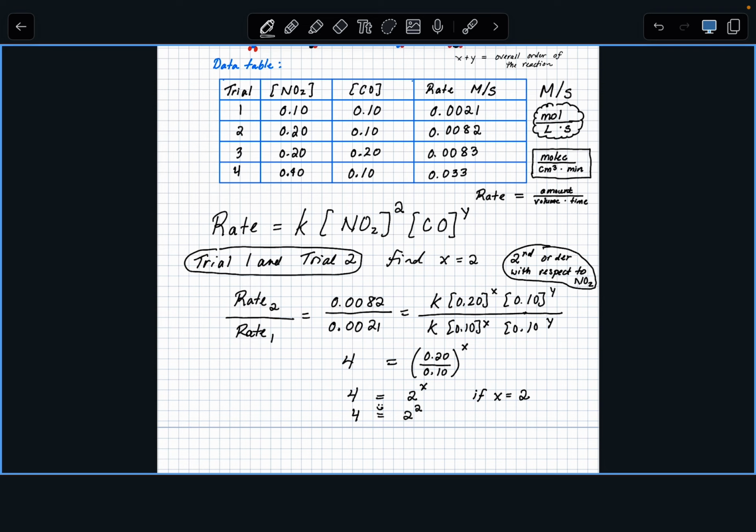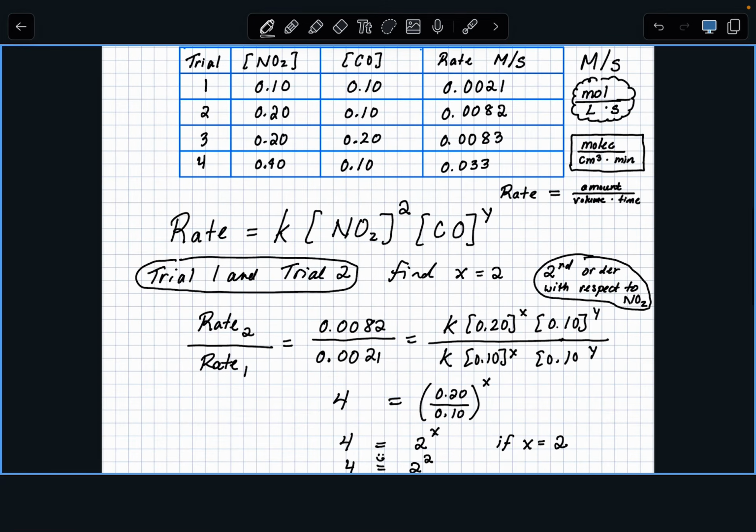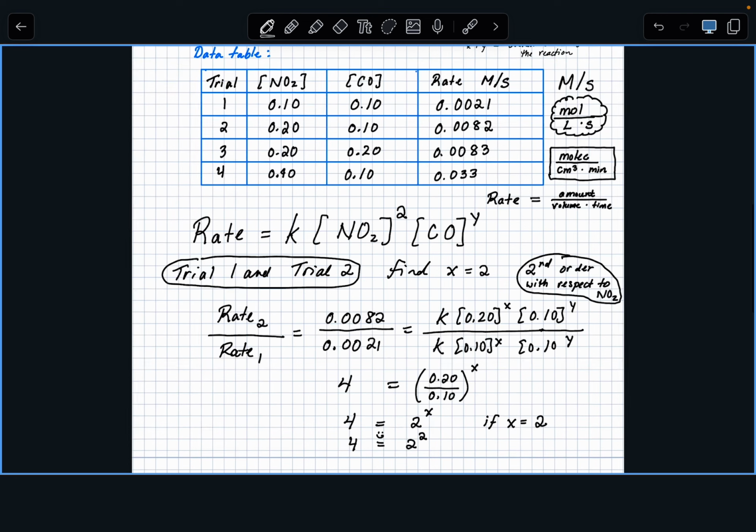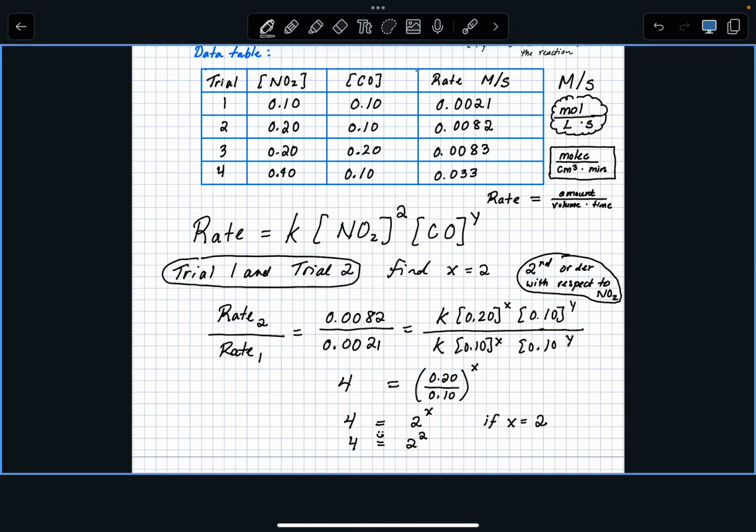All right. Then we're just going to do this all over again to find y. But it's more a matter of which trials I should pick. Of these trials sitting here, which trials should I pick for finding out how carbon monoxide changes the rate, which means we want the nitrogen dioxide to stay the same. And the best answer for that, in my opinion, is comparing trials 2 and 3.